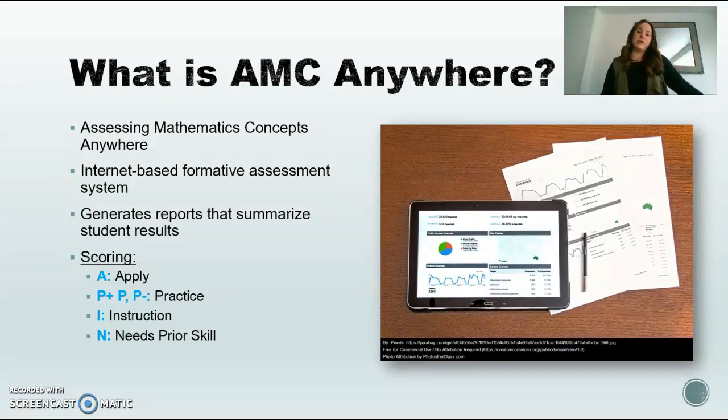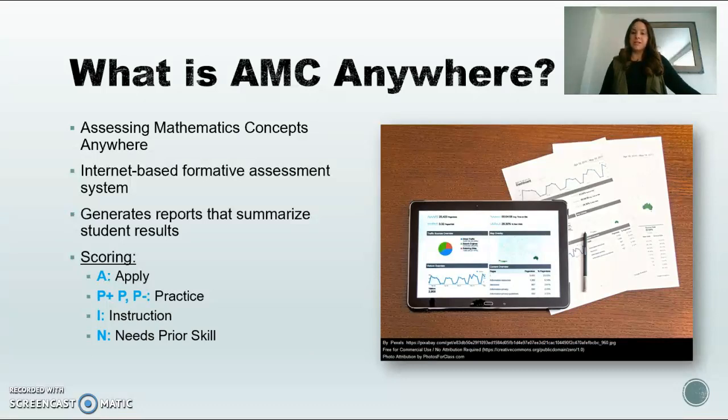As you can see, there is a scoring rubric also in the bottom left-hand corner of your screen. They are highlighted in blue. If a student were to receive an A in their assessment record, that meant that they are able to apply that information without any trouble. You've done a good job. They're good to go.